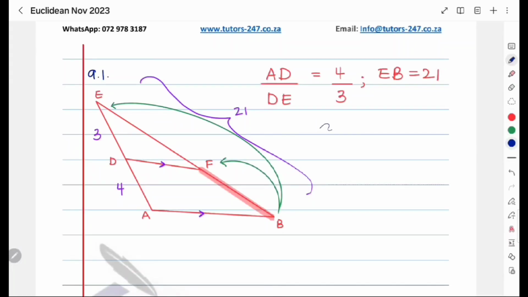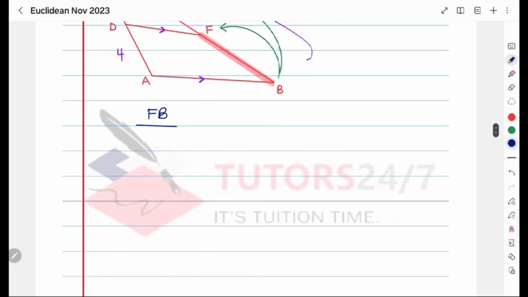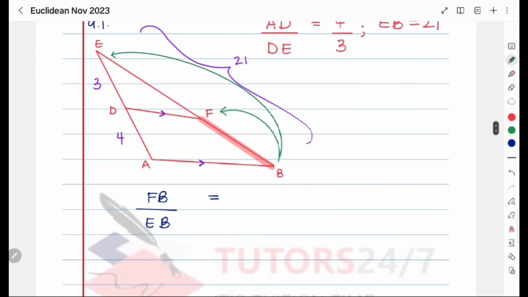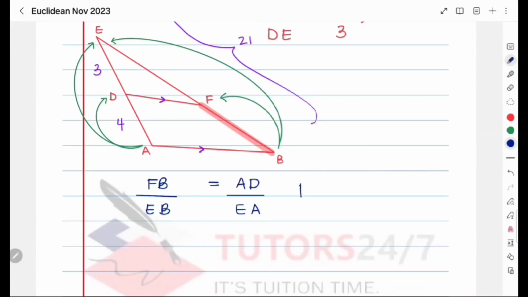So let's write that out quickly. It is going to be bottom to middle. So we'll say FB over bottom to top. So we'll call it EB is equal to exact same thing on the other side, bottom to middle, and then bottom to top. So it is going to be AD over DE. And our reason is proportionality theorem.